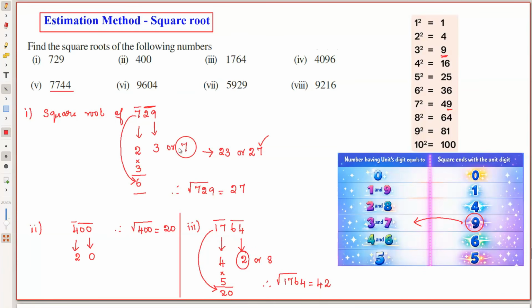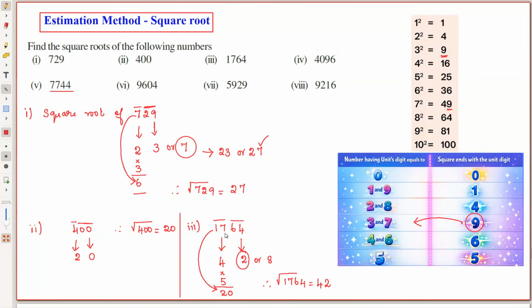Next, what you have to do: here the balance is 7, and we need a perfect square less than 7. 2 square is 4. 3 square is 9, so I cannot take 3. I can take only 2. Next you multiply 2 with the next number, 3. Comparing 6 with 7, 7 is greater than 6. Therefore we choose the greater value among 3 and 7, which is 7. So the answer is 27.